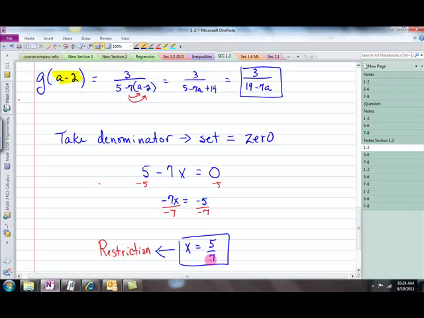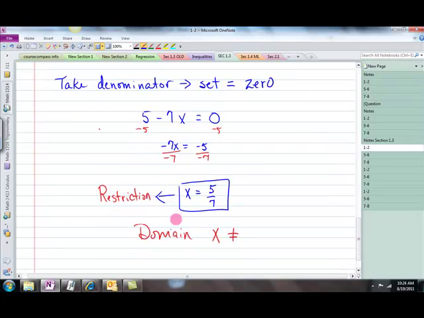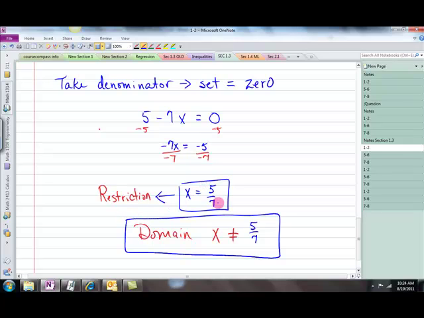So x is 5/7 is the one number in the world that if I plugged in there, it would make it be 0. So that is my restriction. That's where x cannot live. That's that zoning restriction. So the domain, that means where x can live. It's everything where x is not equal to 5/7. That's the domain. You do this process, find out what the restriction is. The domain is everything except that restriction. Okay? All right, let's go look at number 5.